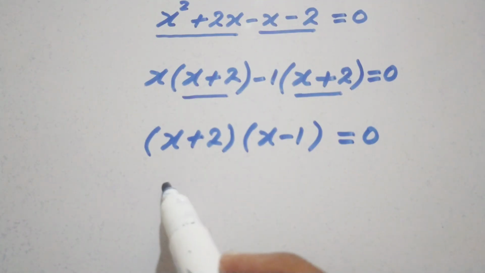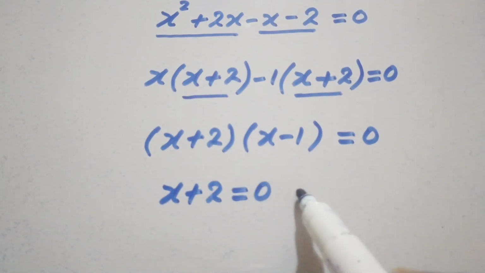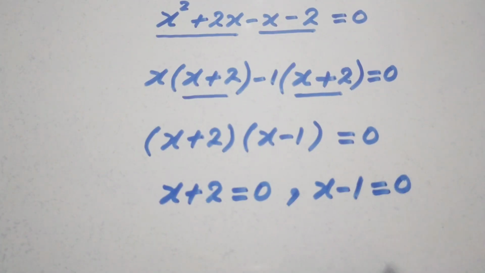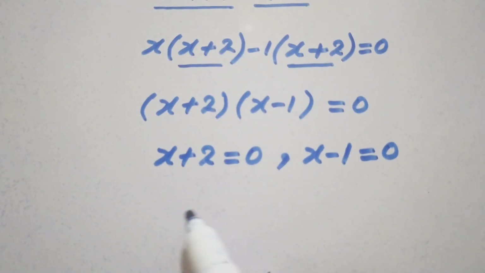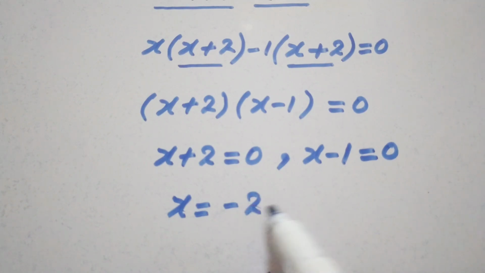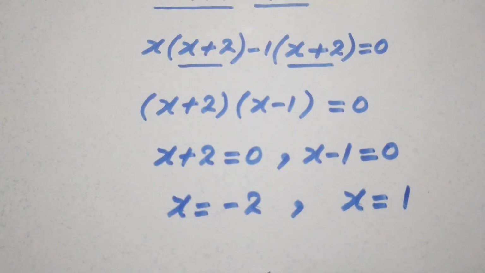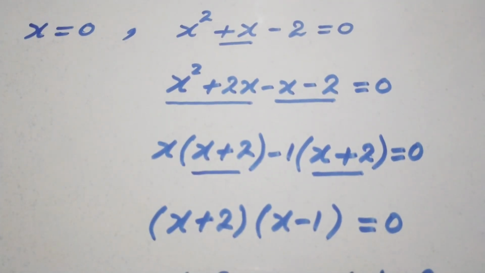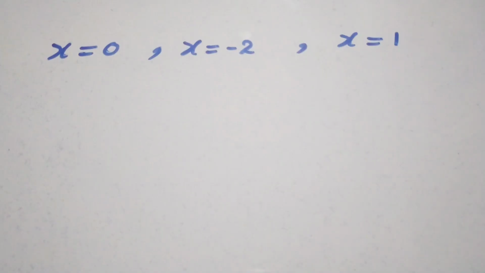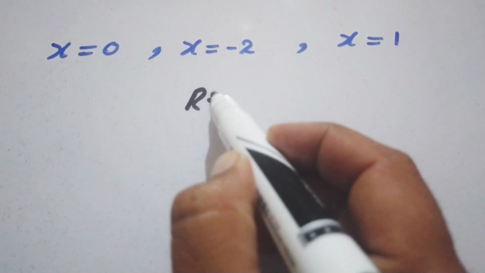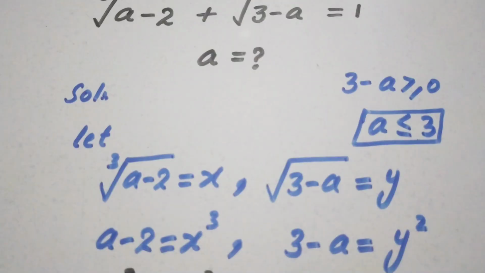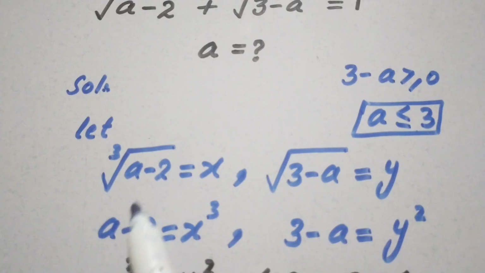So by using zero product rule we get x plus 2 is equal to 0 and x minus 1 is equal to 0. So from x plus 2 is equal to 0 we get x is equal to negative 2, and from x minus 1 is equal to 0 we get x is equal to 1. And first we have found that x is equal to 0. Now recall that we are interested to find a, and it was our supposition that cube root of a minus 2 is equal to x. From this we get x cube is equal to a minus 2.